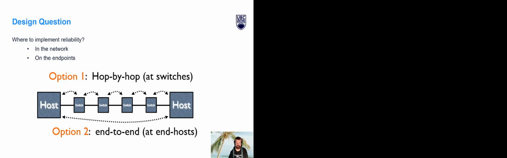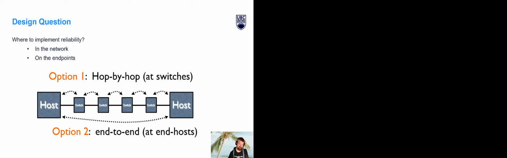So here's a design question for you to consider. Where do you implement reliability? Do you do it in the network or do you do it on the endpoints? So we could do it in the network where we guarantee that any packet that arrives in a switch will be delivered to the next switch. Or we can do it at the endpoints.